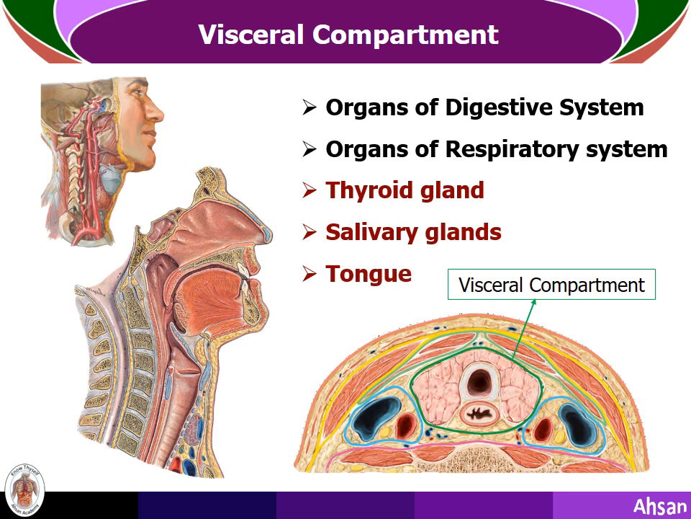So here you see the visceral compartment is covered by the deep fascia, one layer, that is the visceral layer of the deep fascia. It includes a cylindrical area in the neck and contains the respiratory and digestive organs, in addition to the thyroid gland. Today we will restrict ourselves to the respiratory organs.